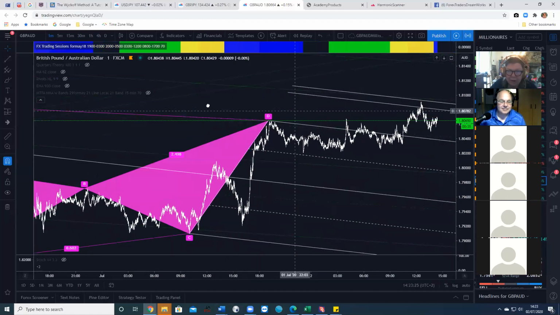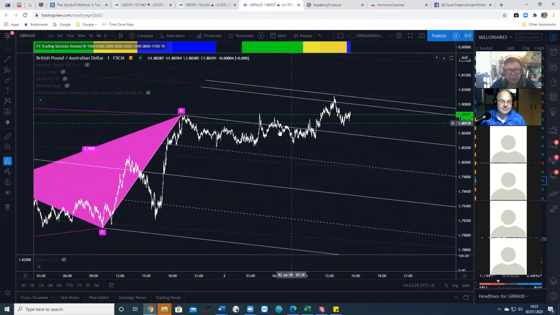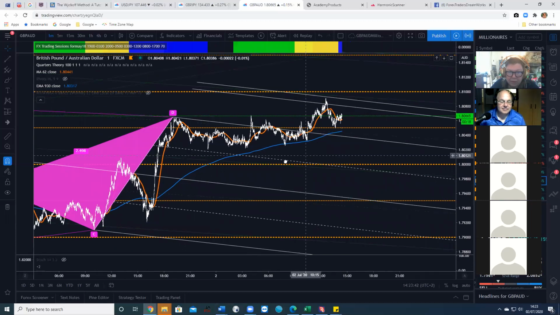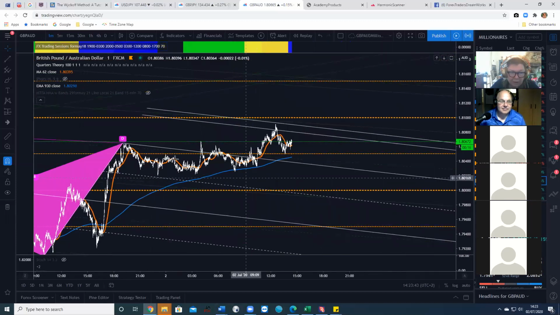I still don't really like the look of that one going all the way up there, but it's not a very good scan, is it? Let me put the other indicators back on. So it's still moving up. So we're only interested in a sell. It's above quarter theory. It's above the pitchfork and above the 62. So there's nothing doing for us on there anyway.